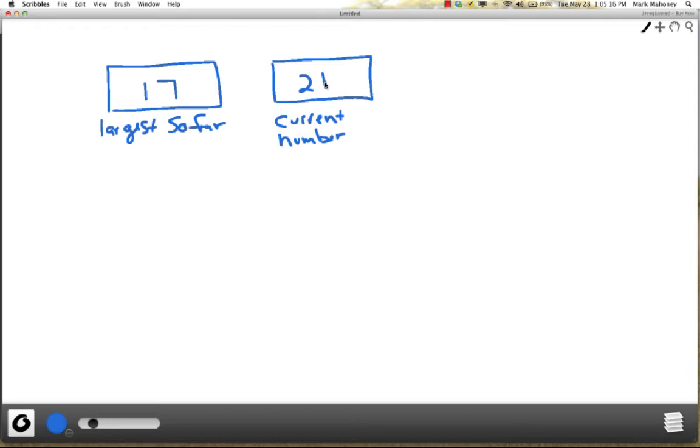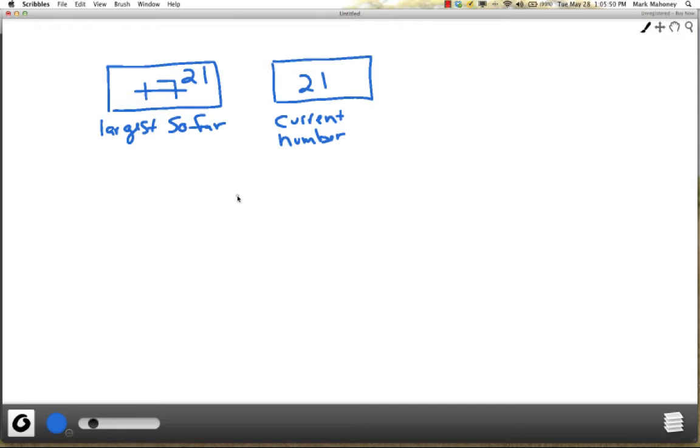If the current number was larger than the largest so far, then we stored what was in the current number box into the largest so far box. Right, so since 21 is in fact greater than 17, we wiped out that value and put a 21 there. Now if the current number was less than or equal to the largest number so far, we didn't really do anything. Okay, there was nothing to change. If our current number was 2, 2 is not greater than 17, so we didn't really have to do anything.